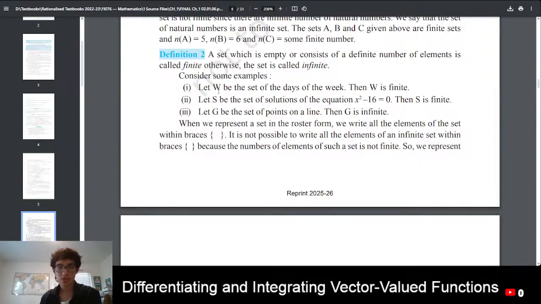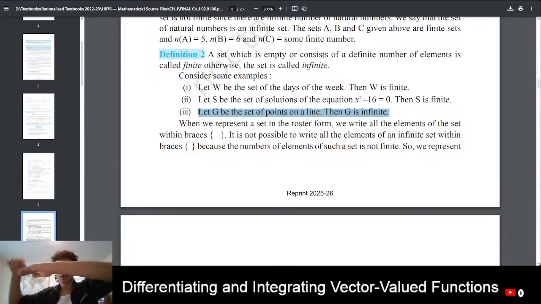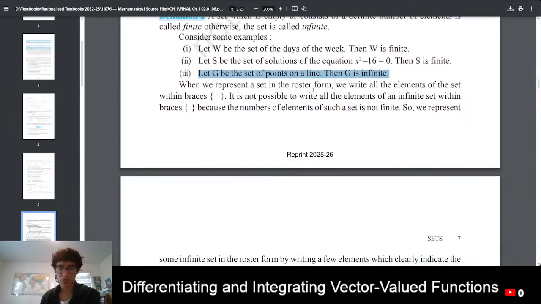So these are some examples. The days of the week, Monday, Tuesday, Wednesday, Thursday, Friday, Saturday, Sunday, that's finite. The number of solutions of this, there are only 2 solutions, plus minus 4. Let G be the set of points on a line. There are infinite points on a line, right? If this is a line, there's this point, this point, this point, every point in between, so that's infinite.